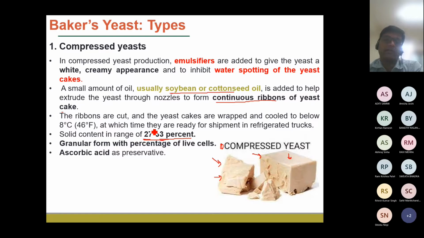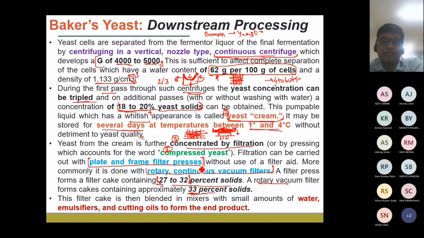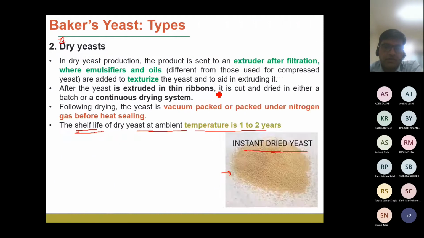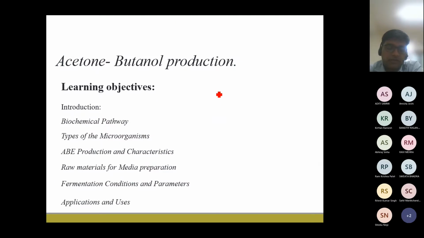Okay, and then finally, depending upon the type of products that you would like to make using baker's yeast, what are the ranges of the solid content that you would like to keep? And for that, there are different types of unit operations that can be selected. Okay, so this is the overall picture for the production of baker's yeast.